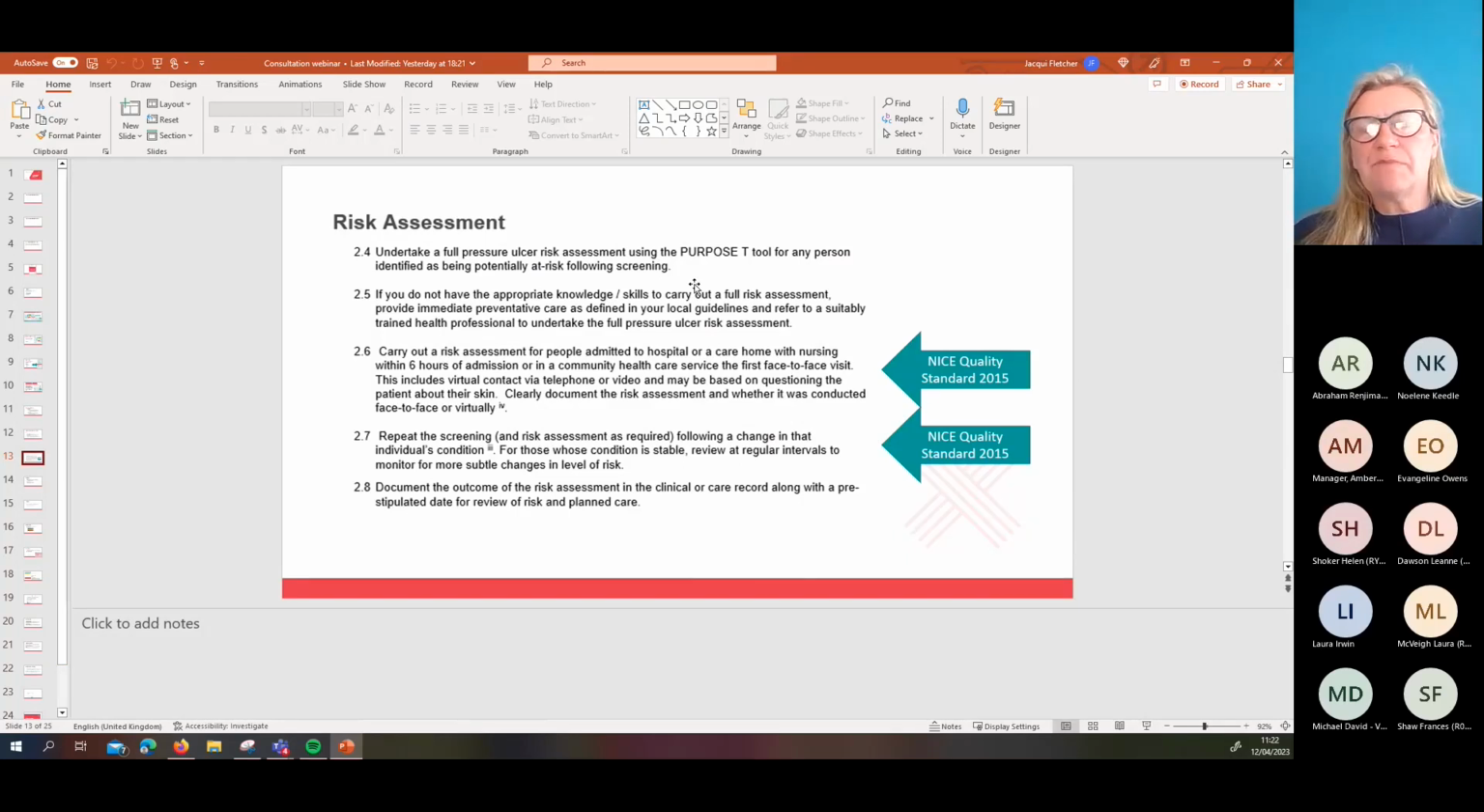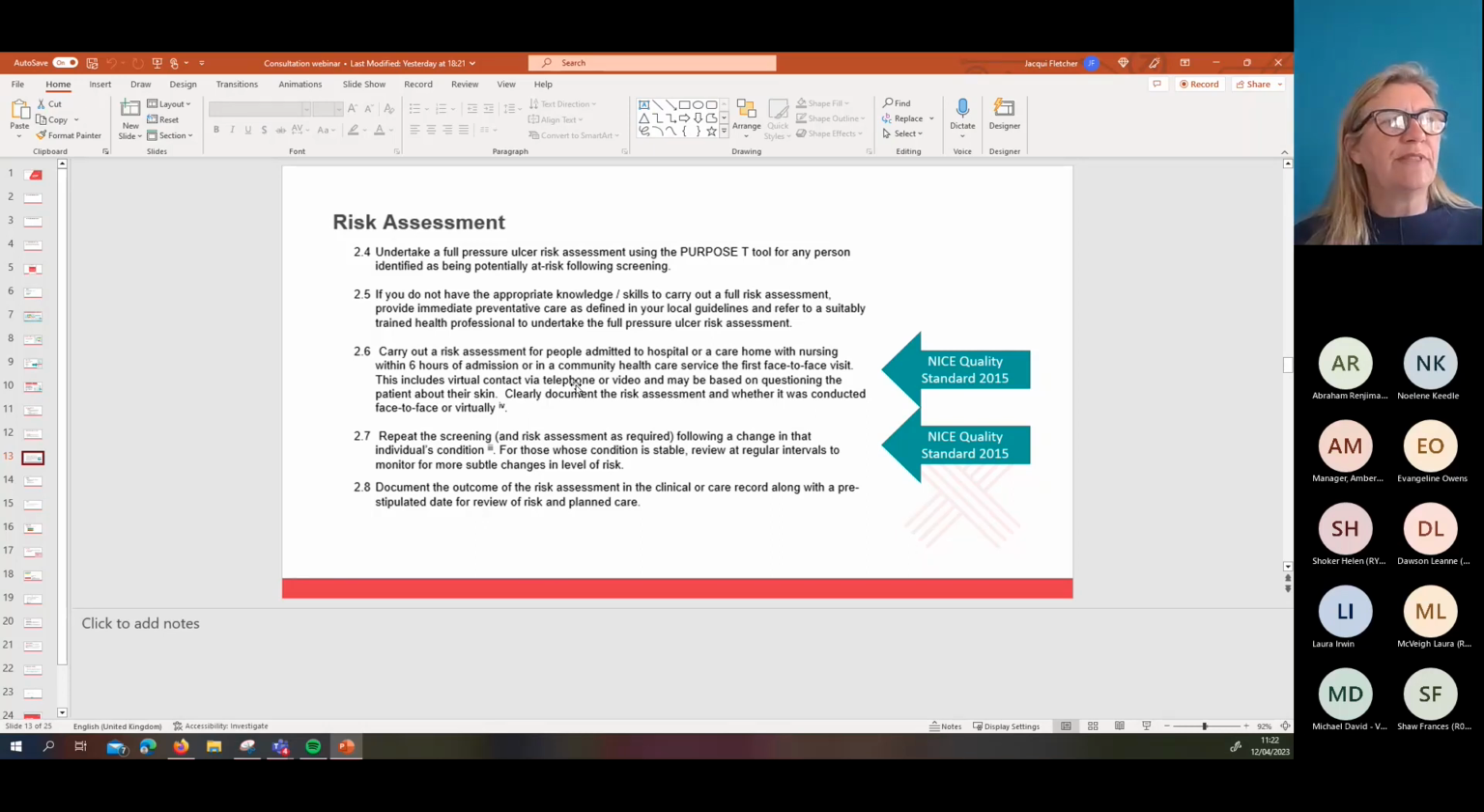So once the screening has been carried out, you should do a full risk assessment using Purpose T. That should be done based on the NICE standard, which says it should be done within 6 hours of admission into hospital or a care home, or in community, on the first face-to-face visit. And because of the changes we've seen within COVID, we've included within face-to-face visit things like doing a virtual video consultation, that should be clearly documented and how it was done.